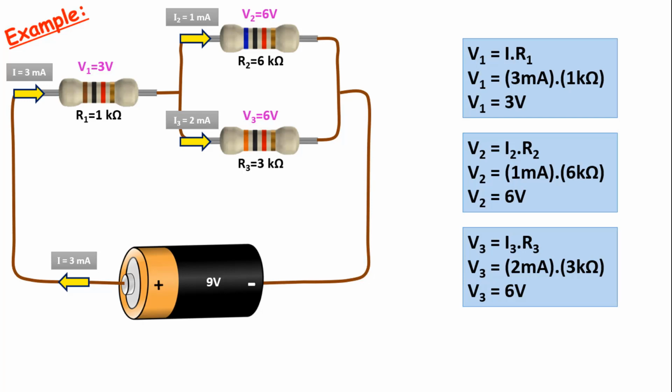Another point is that the sum of the voltage value of the resistors connected in parallel and the voltage of the resistor R1 connected in series with them is 9 volts. So it was equal to the source voltage. If we had not found a value equal to the source voltage, we would have made a mistake.